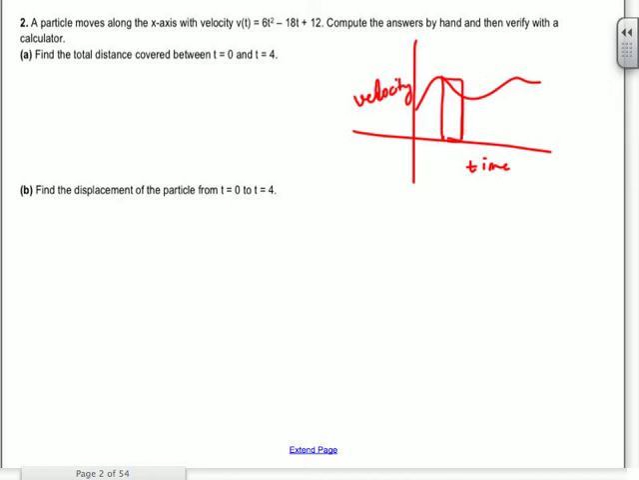If I had seconds and velocity was meters per second, what's the area of the rectangle? What units would it be in? Not a hard question. It'd be meters per second times seconds. It's just meters. That's why we're getting distance out when we integrate velocity. Does that make sense?